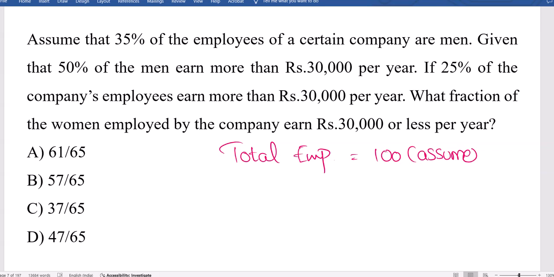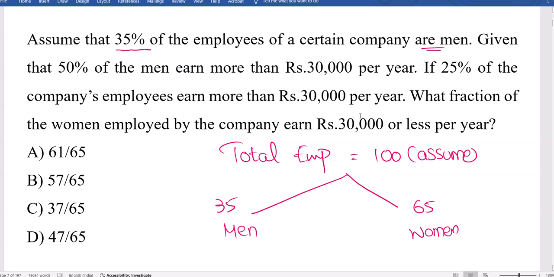Now among that 100 employees, how many are men? 35% are men, so men is 35. Obviously the remaining are women, 65 are women. Listen, every option is divided by 65, because among women, we are asked how many earn less than or equal to 30,000. Women are totally 65, that's why the denominator is 65. So how to decide that?